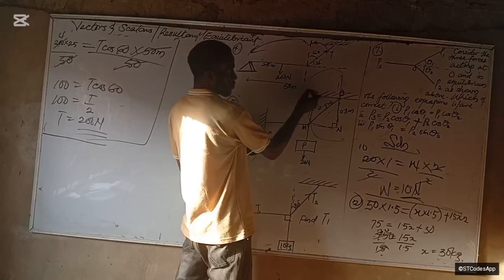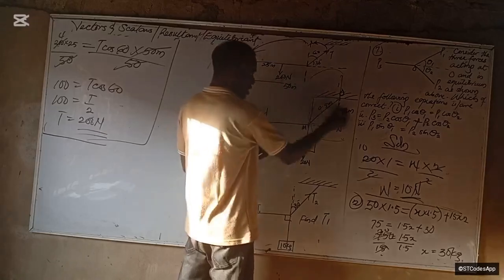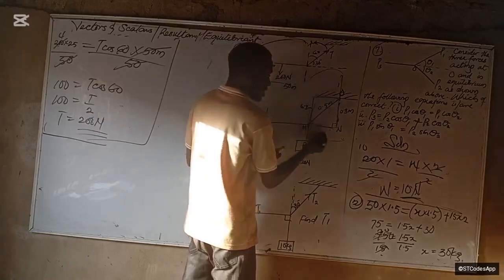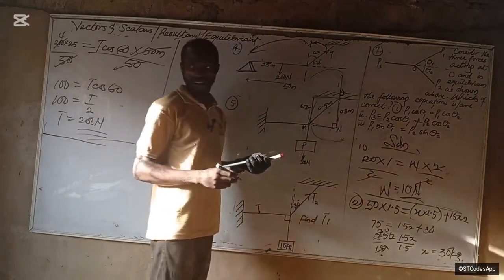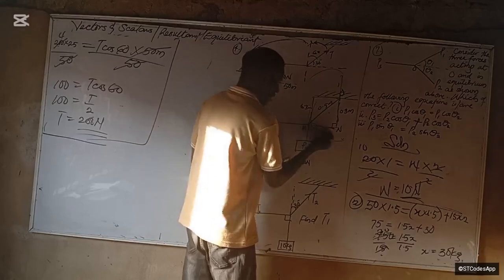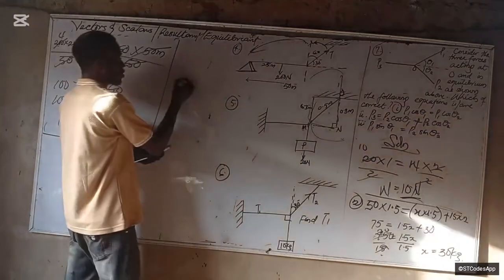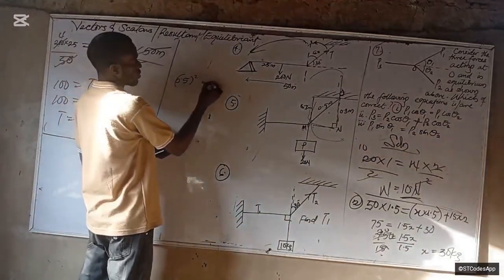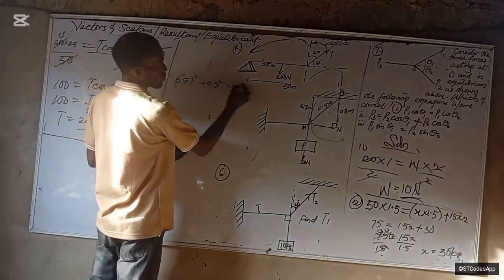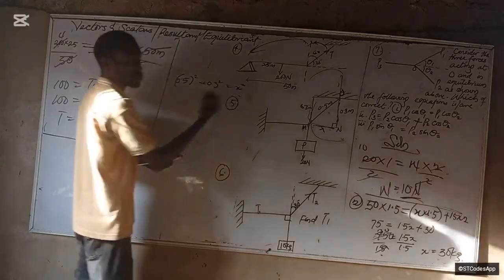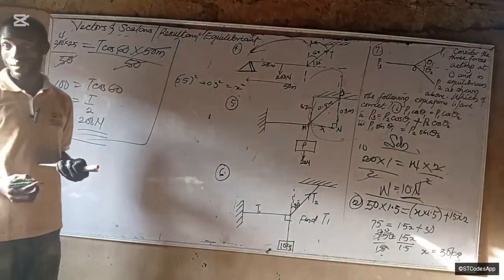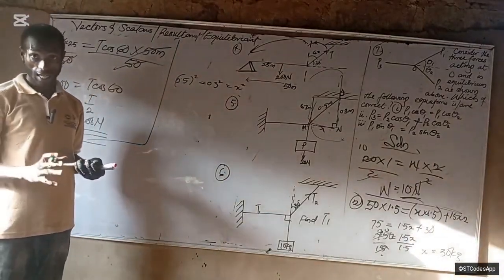Either way, N will fall here too if you alternate it, because here will also be 0.3 and this distance here. Do you understand now? Very simple. So all you do is calculate the distance here. How do you do that? 0.5 squared minus 0.3 squared is equal to x squared. You know what I did now? Pythagoras theorem. Is that clear?